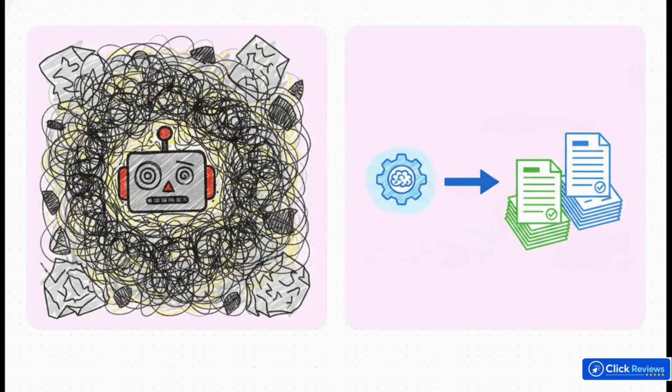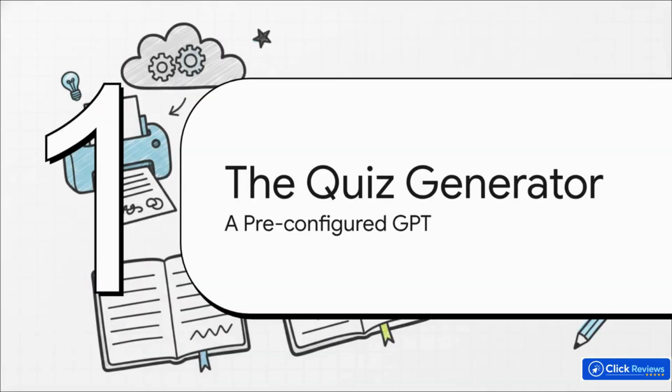But, on the flip side, a laser-focused, pre-configured GPT promises consistent, ready-to-use formatting right out of the gate, with zero hand-holding. It's actually designed to force a stopping point so you finally ship a product instead of just editing drafts forever. Moving to Section 2, introducing the quiz generator.